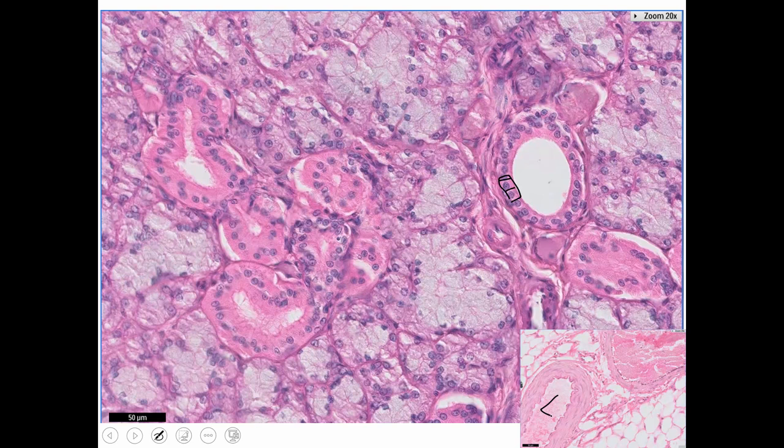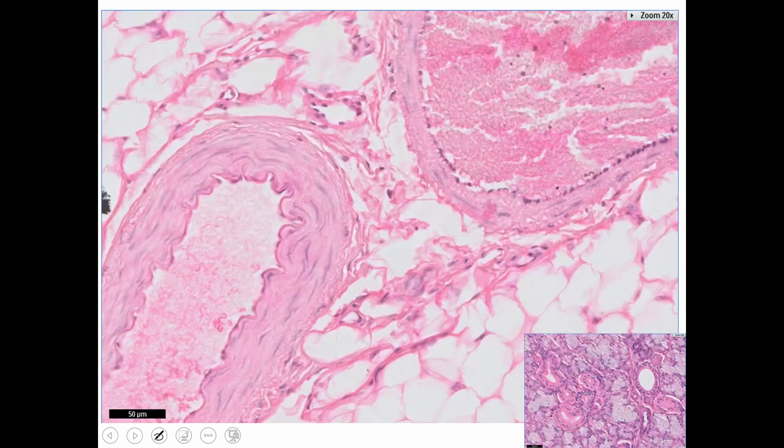Now, look, this is cuboidal epithelium. Look here. See these squamous nuclei? Very thin. Those are your endothelial cells. It's the lining of the blood vessel. So this is a blood vessel. This is an artery. You see how it maintains its shape? This is a vein. It's starting to collapse. Blood was kind of caught in these sections.